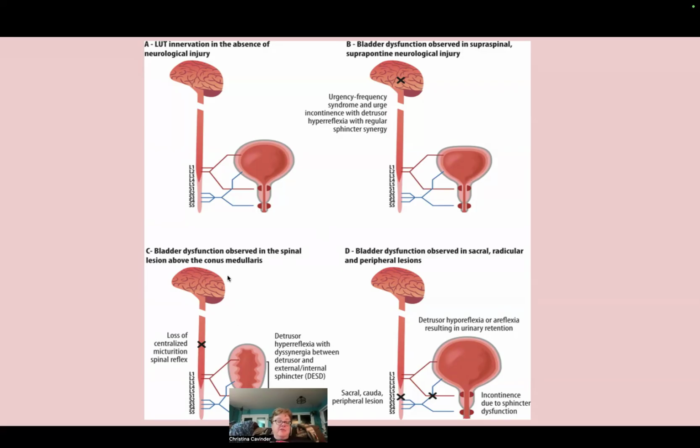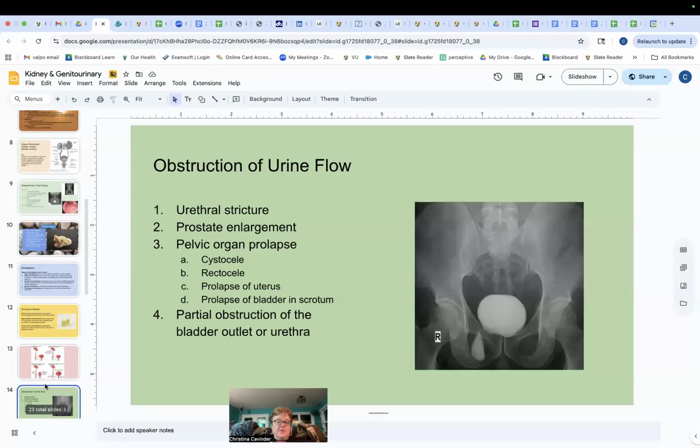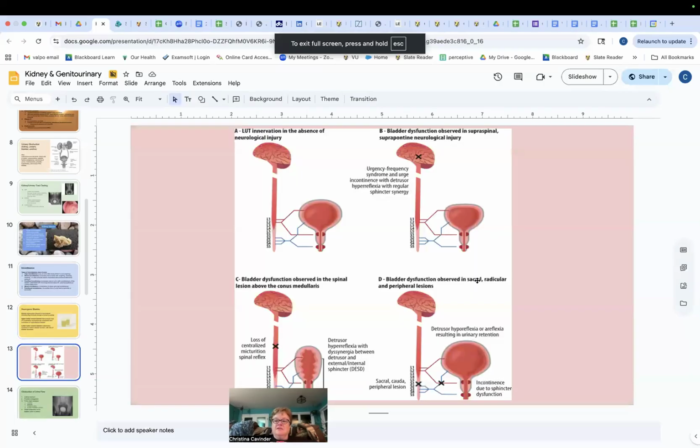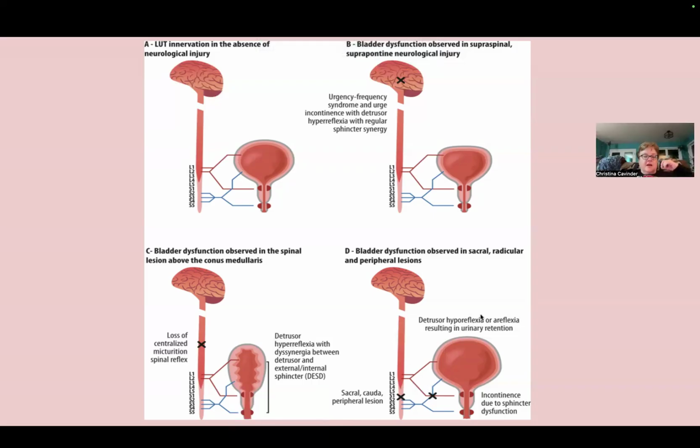If you have a lesion above the conus medullaris in your spinal cord, then the bladder becomes very hyperreflexive, and you do not have a good signal between a full bladder and the sphincter control. So you would lose urine that way.